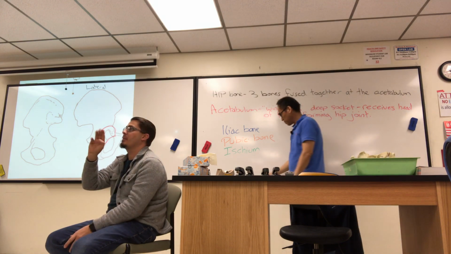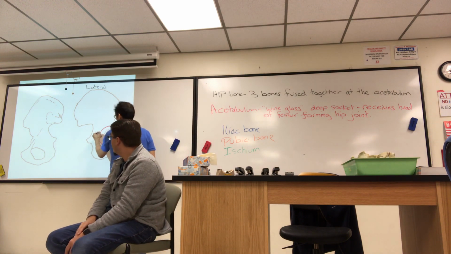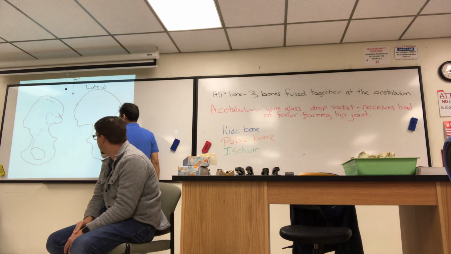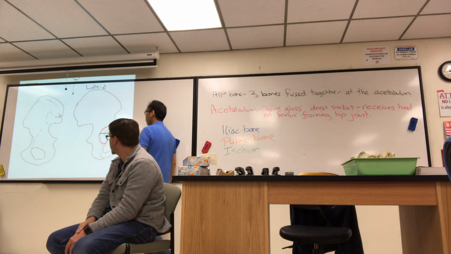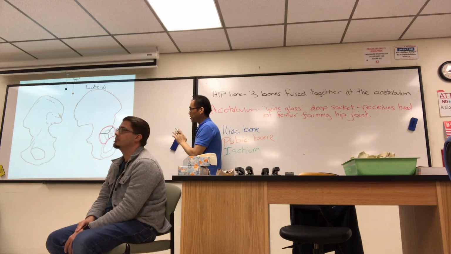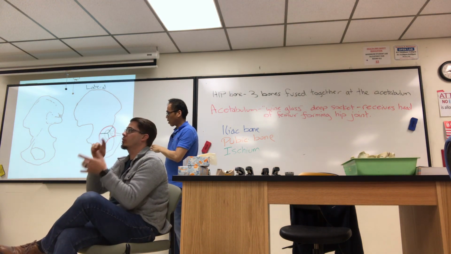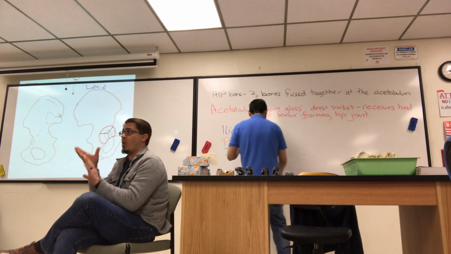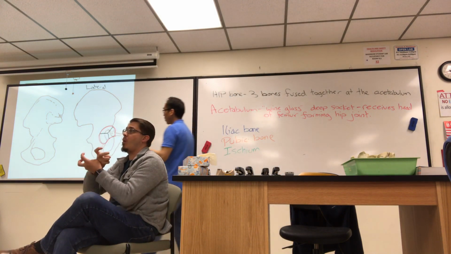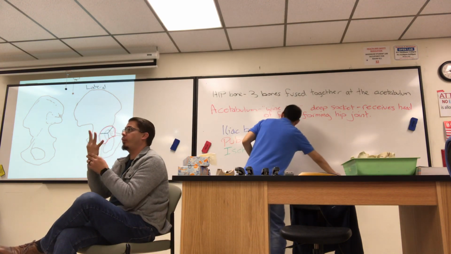So I'm going to draw a Y-shaped fusion here. The Y-shaped fusion where all three bones fuse is called the triradiate cartilage. But before I do that, the iliac bone is the fan part. Let me use blue, color coded.